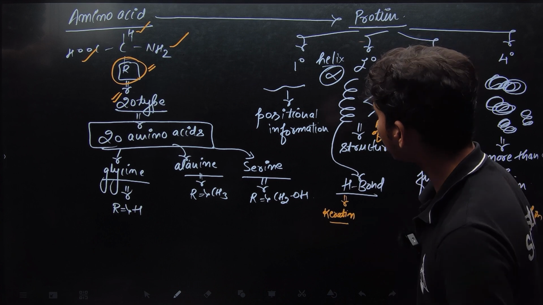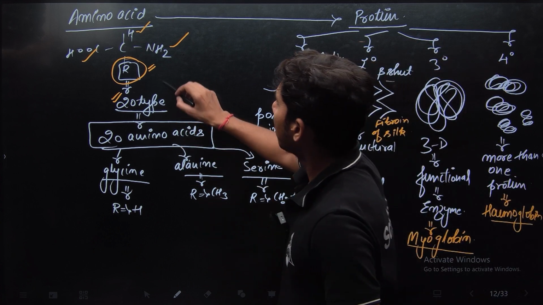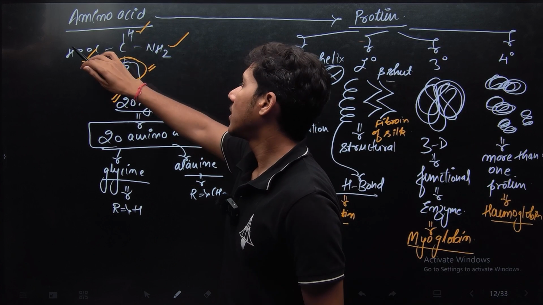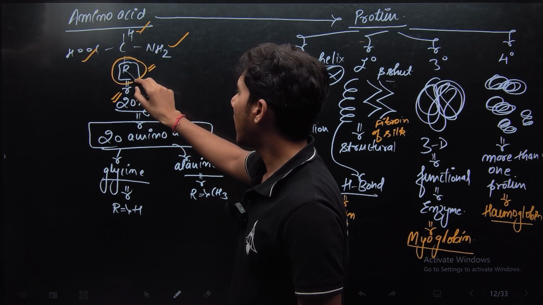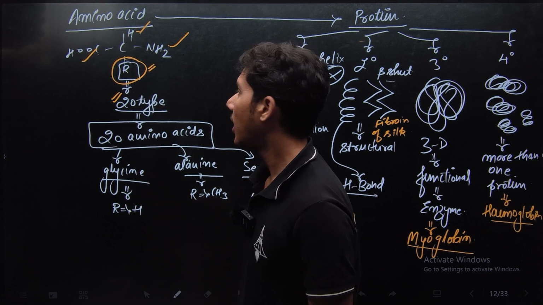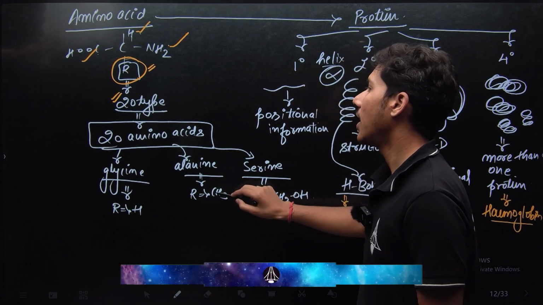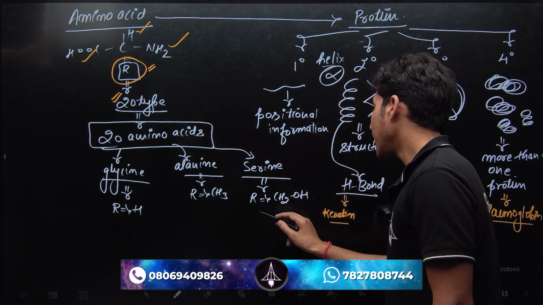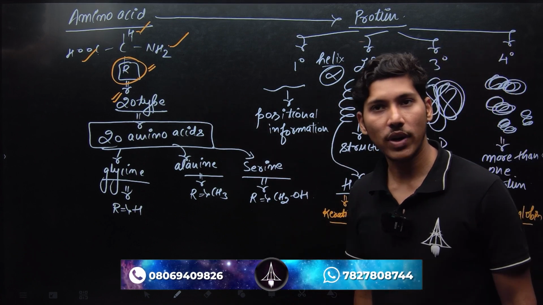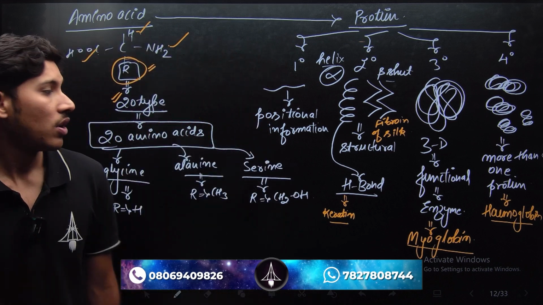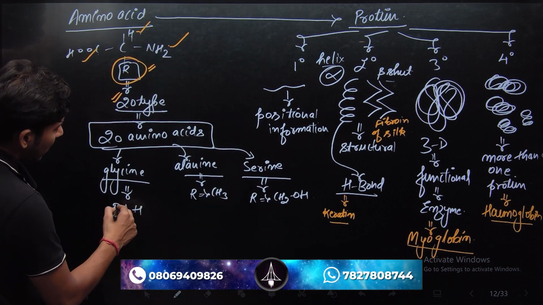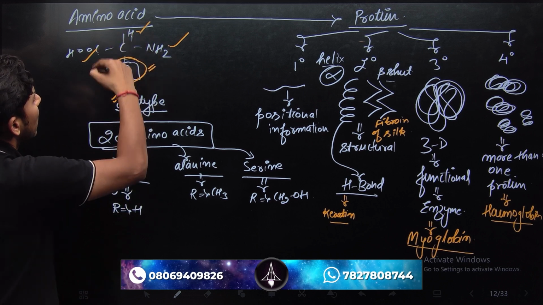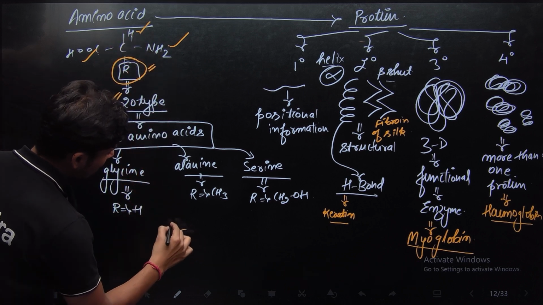Clear? Because NH2, H and COOH always remain the same. Just the R group is different. R group is H here in glycine, R group is CH3 here in alanine, and R group is CH2OH here in serine. Clear? Now, if this R is H, then this amino acid will look like what?